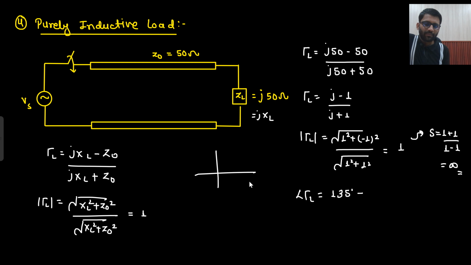J plus 1. So 1 here, J here. So this will be 45 degree, right? So 135 minus 45, since it is in denominator. So if it comes upward, so minus 45. So what is the angle? 90 degree.